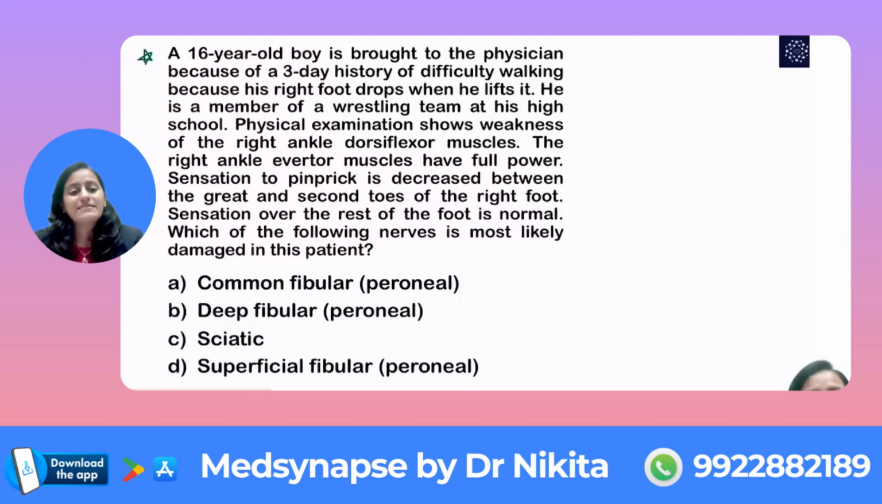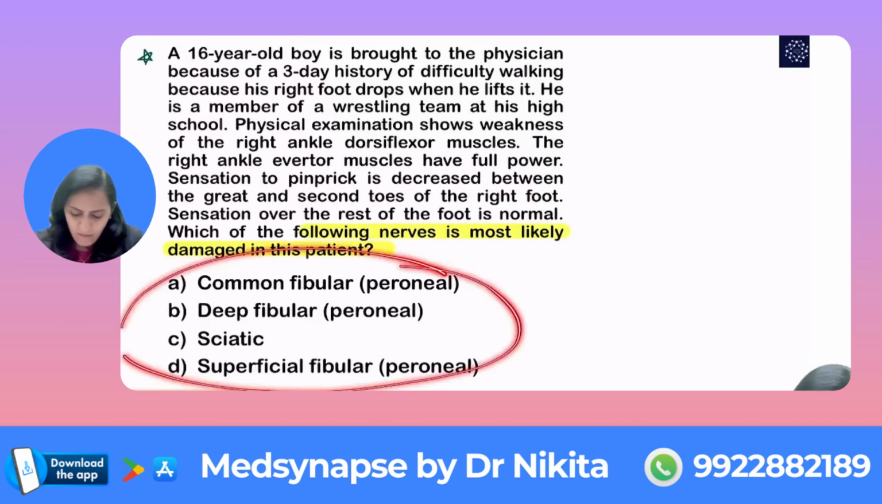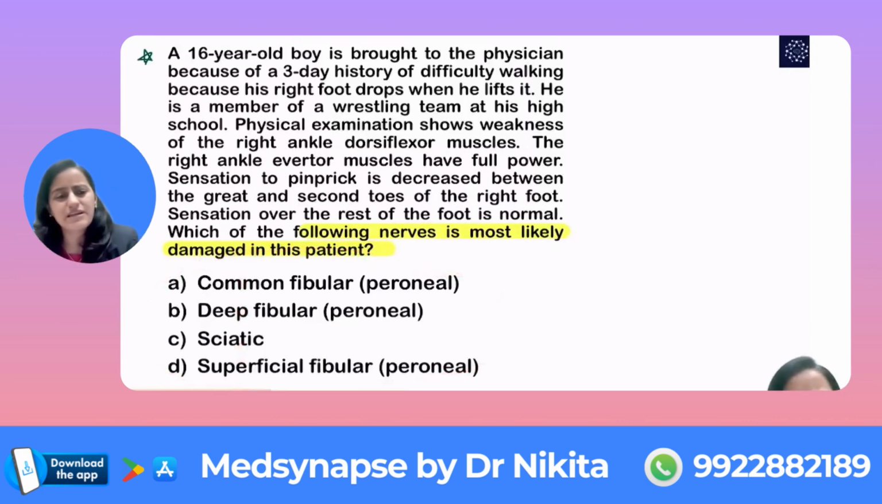So guys, when you have lengthy questions like this, always remember you have to start reading from the last line first, because that gives you the crux of the question. So the question is, which of the following nerves is most likely damaged in this patient? That is what I read, and then I see the options, and I see the options are somewhere related to the lower limb. So now I know that they are asking something for nerve injury in the lower limb somewhere.